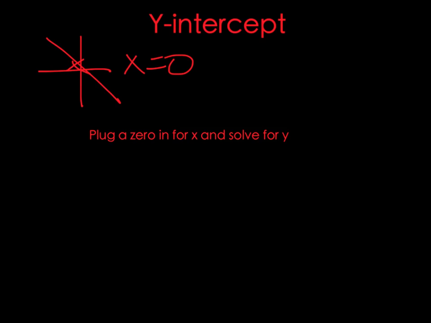Alright, there's only going to be one y-intercept, and so once again, if you think of the graph, the y-intercept is where x equals 0. So to find the y-intercept, you just plug a 0 in everywhere you see an x and solve for y. Plug a 0 in everywhere you see x, solve for y. That'll tell you your y-intercept.